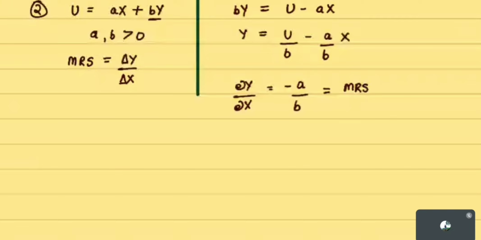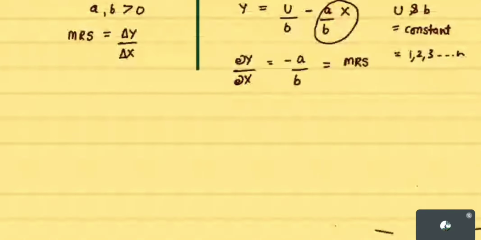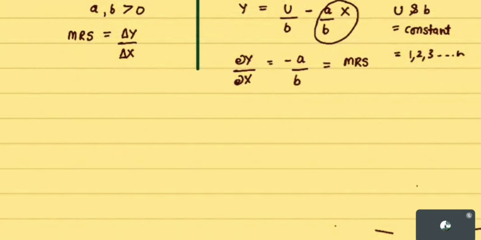MRS. But in this case, if you put x equal to 0, this whole term becomes 0 and your y is equal to u by b, and as we know u and b are both constants, a positive number. It can be 1, it can be 2, 3, 4 and so on, it is some positive number. So this means your y will be a positive number. And similarly, if you put y equal to 0, like this, I'll solve it here.